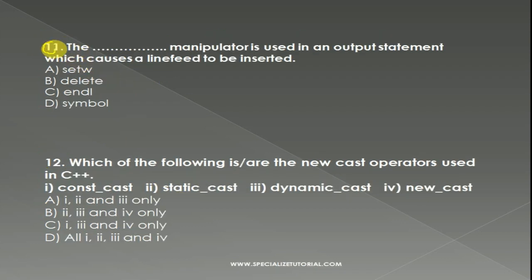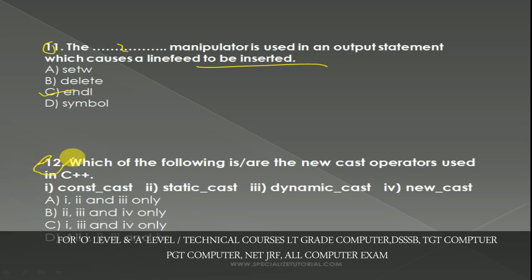Now take the next question. Question number 11: what manipulator is used in an output statement which causes a line feed to be inserted? Okay, setw, delete, endl, and symbol. So endl is the manipulator used in an output statement which causes a line feed to be inserted.